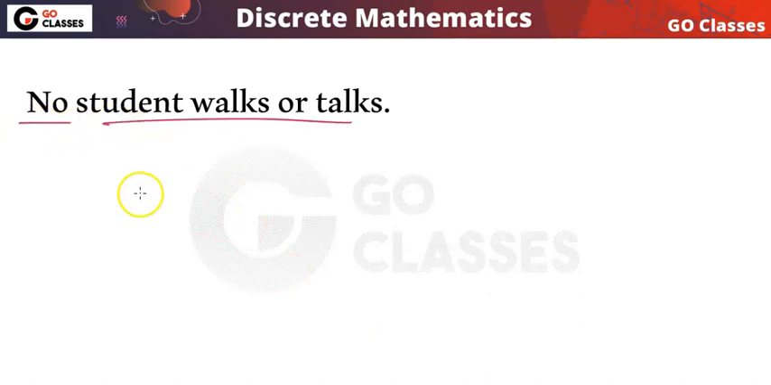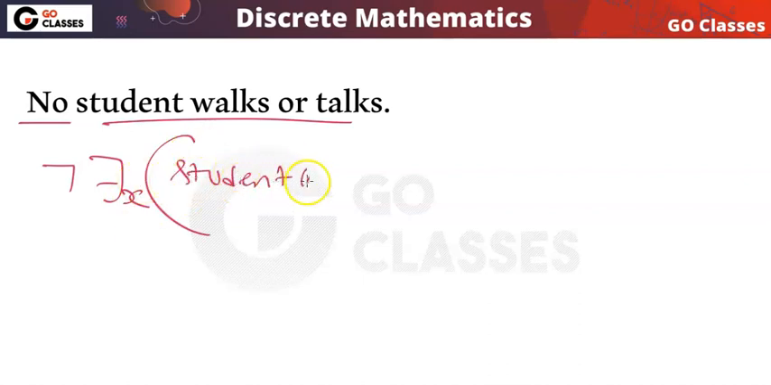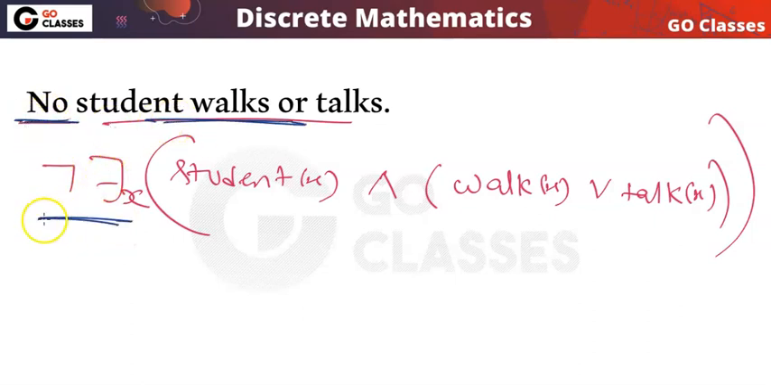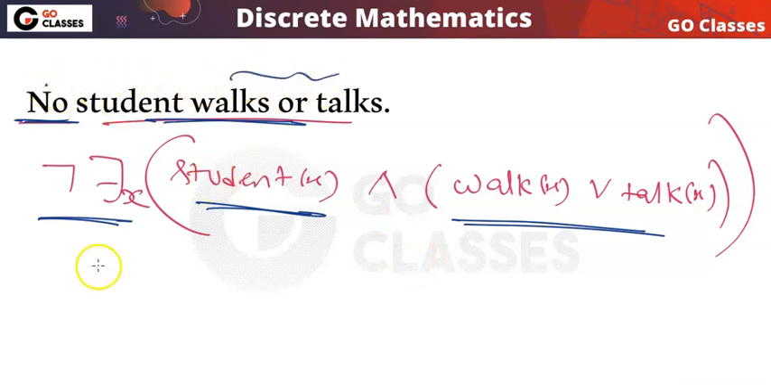No student walks or talks means there does not exist any student who walks or talks. Very simple. No student walks or talks means there does not exist any x who is a student and who walks or talks. So very simple. There does not exist a student who walks or talks.